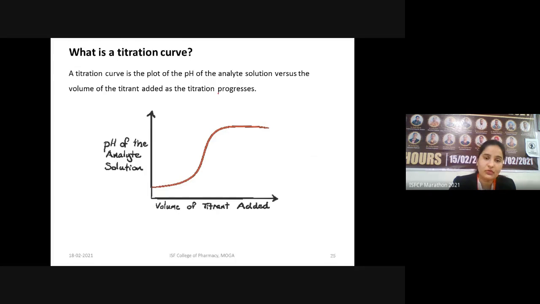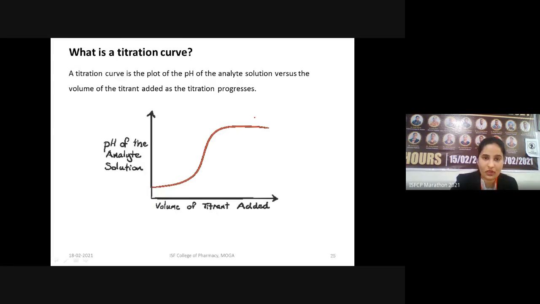So this is the graph of titration. This is the graph which we usually observe during the titration. It is a two-dimensional graph. On the x-axis, we have the volume of the titrant which we are adding. That is the standard solution which we have in the burette. And on the y-axis, we are taking the pH of the analyte solution. That is the solution whose concentration is to be determined. So as we are adding the basic titrant solution, we will observe that the pH is increasing slowly, and after a certain point the pH gets constant.